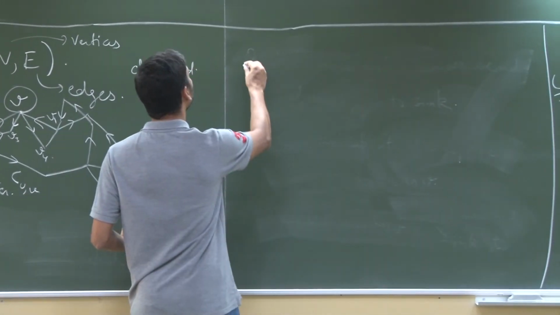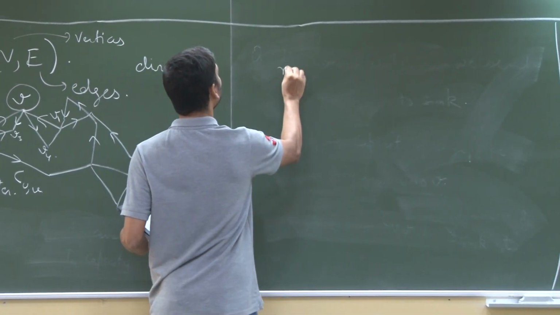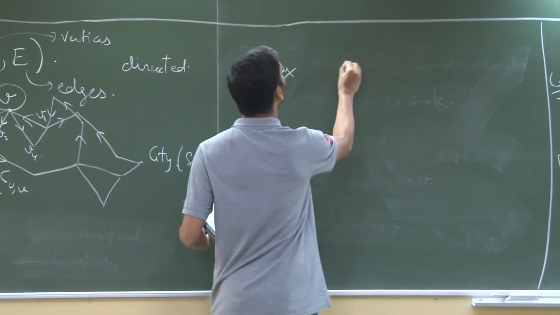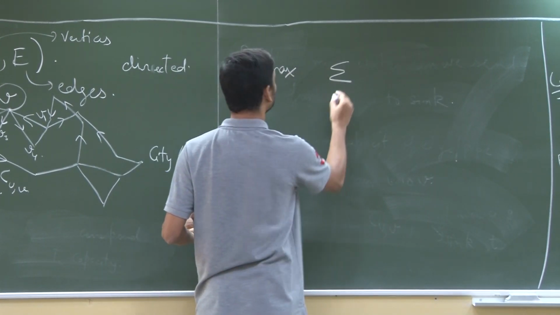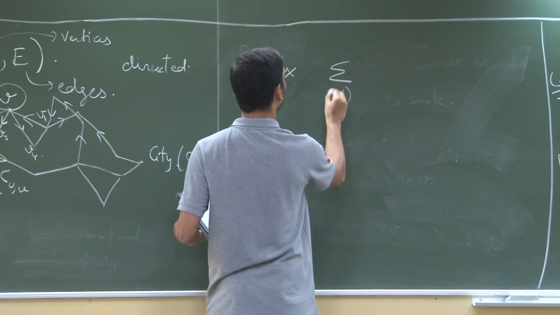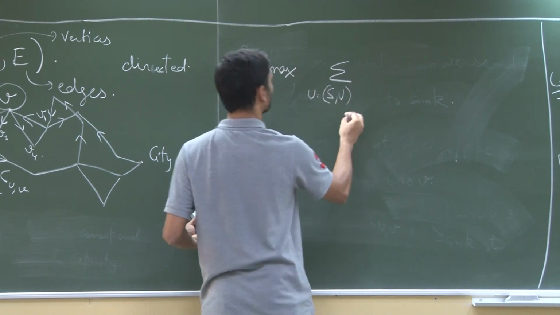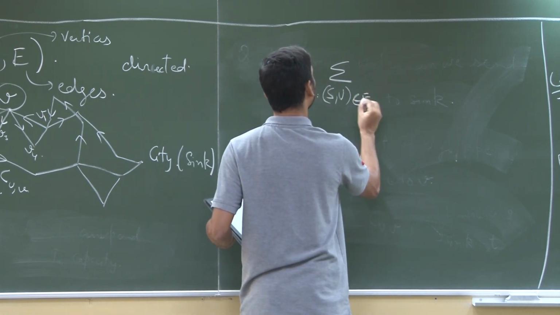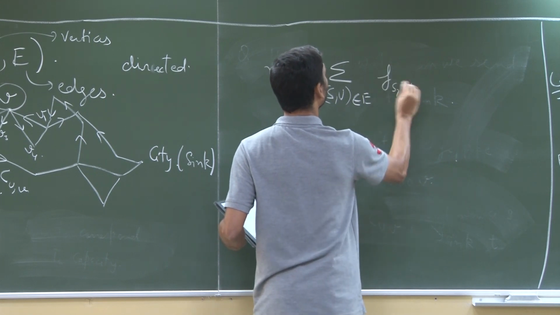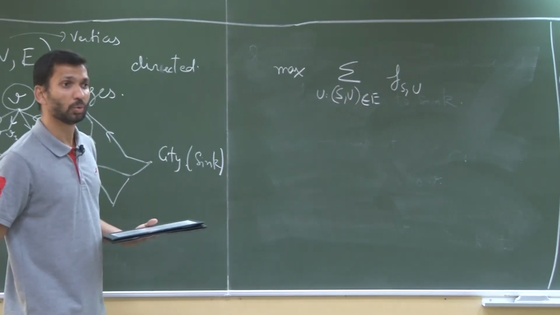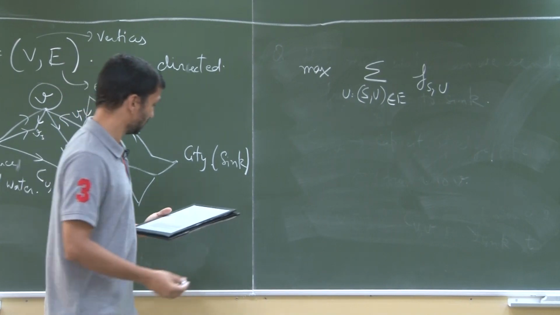So then this problem, if I want to write it, this is the amount of flow, correct? This is what I want to maximize.